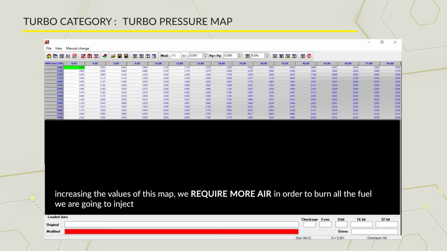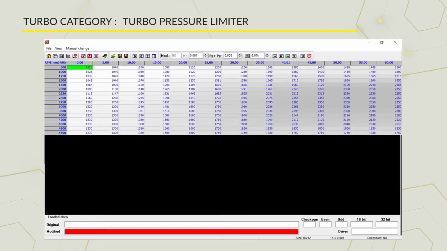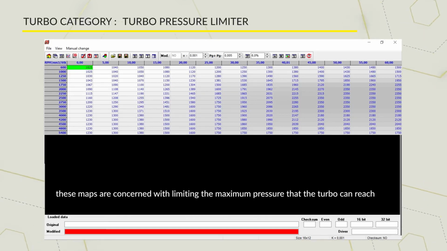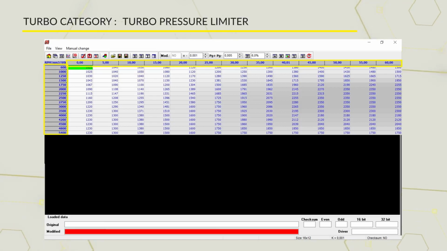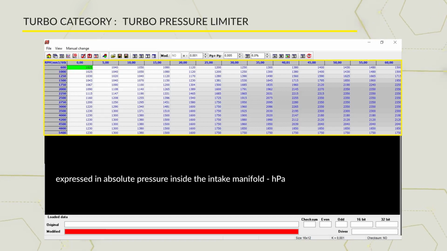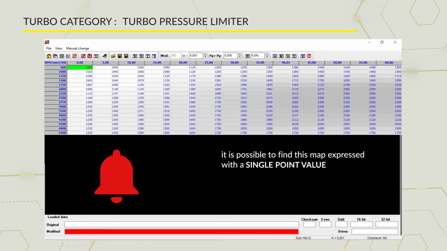And finally, here we are at the last limiter, called the turbo pressure limiter. These maps are concerned with limiting the maximum pressure that the turbo can reach, as a function of the engine revolutions and the cubic millimeters of fuel injected per engine cycle. The values in the map are expressed in absolute pressure inside the intake manifold. Attention! It is often possible to find this map expressed with a single point value. Usually, this represents the maximum value that the MAP sensor can measure.